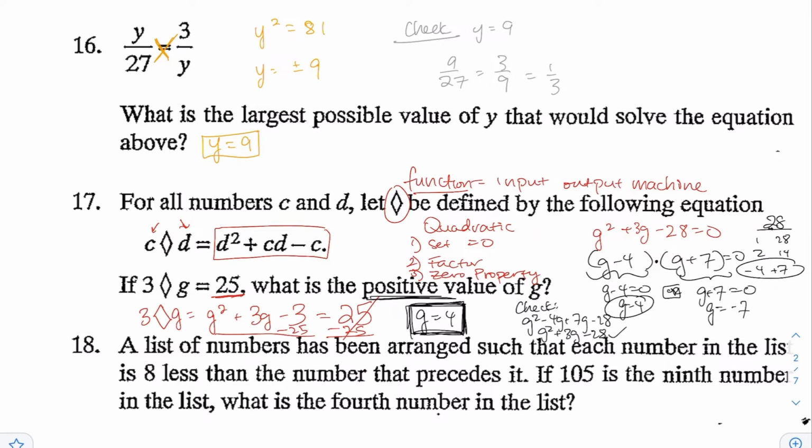So for this question, you have to use a function notation, and then you come up with a quadratic, and you have to set it equal to 0, factor, and use the 0 property to solve this quadratic.